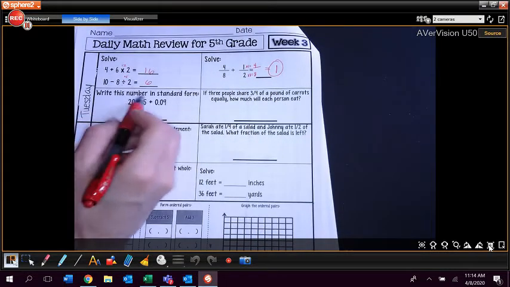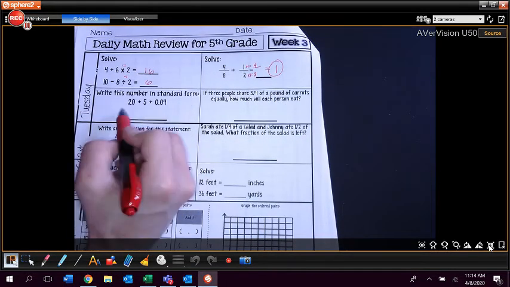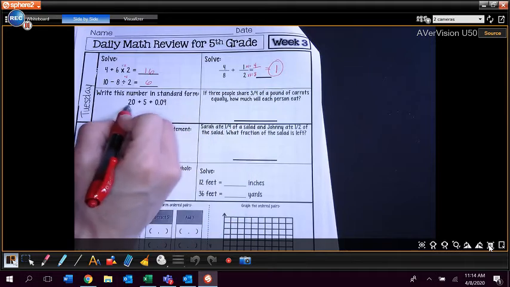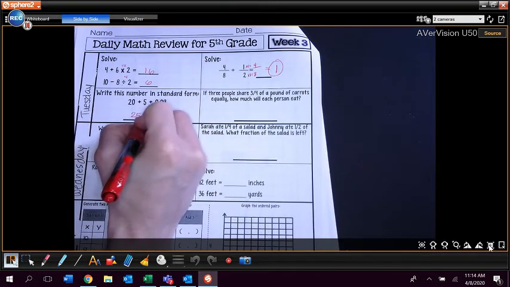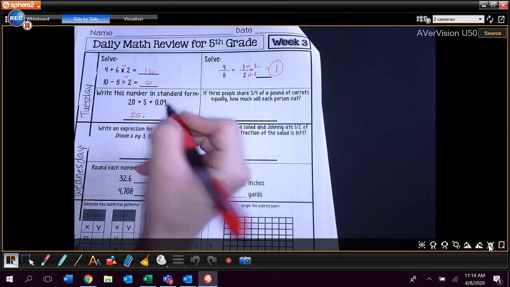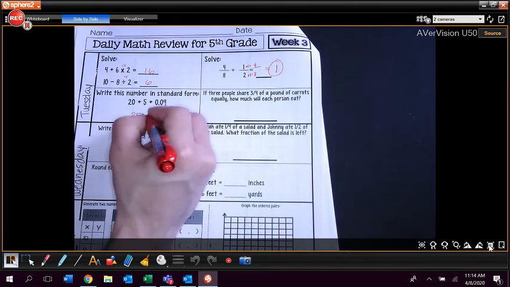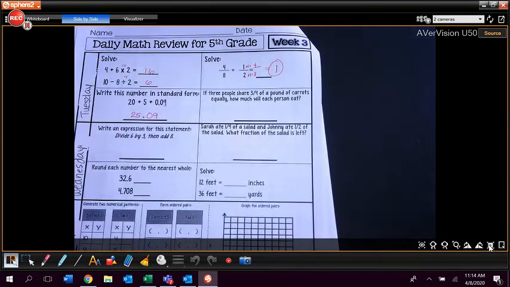Here we have write this number in standard form. So if we write this number in standard form, we do 20 plus 5, which is 25 point. And then this will stay in the hundredths place. So it's still going to be 25.09.